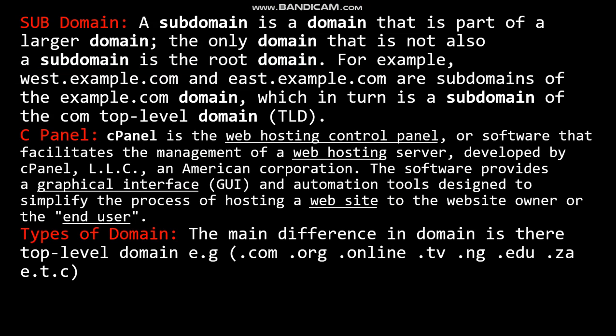Now, types of domain. The main difference in domains is their top level domain, which is TLD. The top level domain is the last word of your domain after the last dot. Like Amazon.com: the top level domain of Amazon.com is .com. So Amazon.com is the domain, but the top level domain is .com.